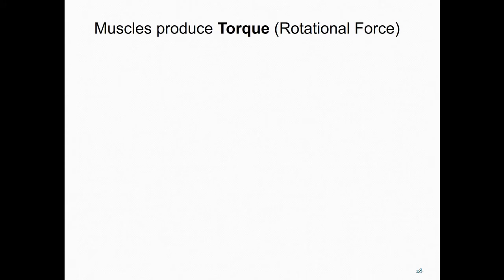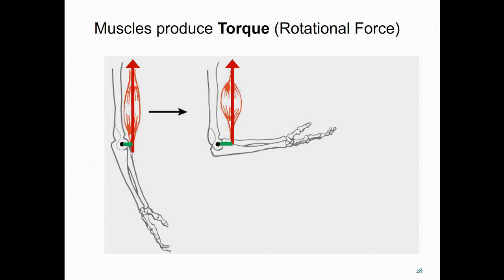Muscles produce torques at a joint. When we're talking about a torque, we're simply talking about a rotational force. Here we see a case where we have an elbow flexion resulting from the contraction of a biceps muscle. We can say that this flexion was caused by the joint torque, the rotational force, at the elbow. A torque is calculated as a force multiplied by a distance.